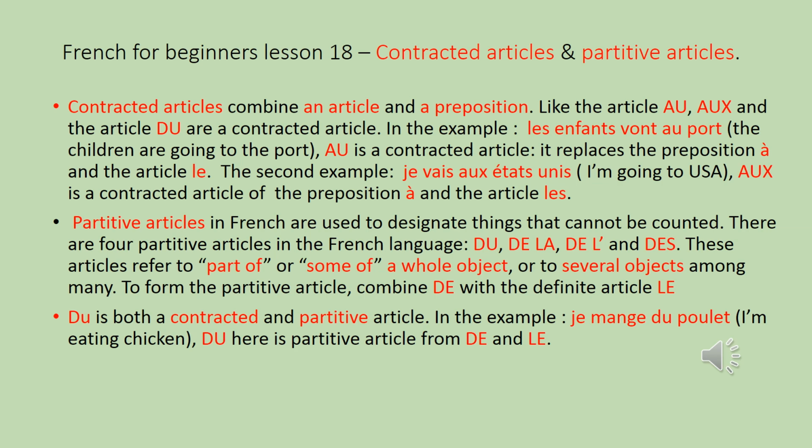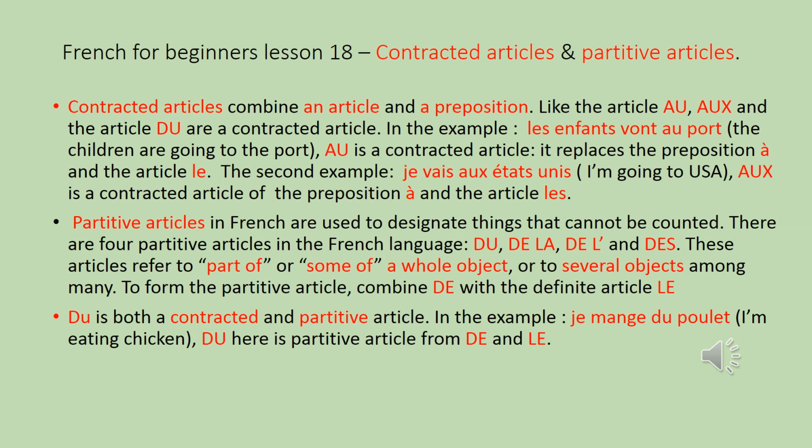The children are going to the. That is, AU is a combination of the preposition A with an accent on top and the article. So it's a contracted article of the preposition A with an accent on top. That accent normally we call it the grave accent, and the article LE. You see, it replaces the preposition. So you just repeat after me. It replaces the preposition a and the article le.